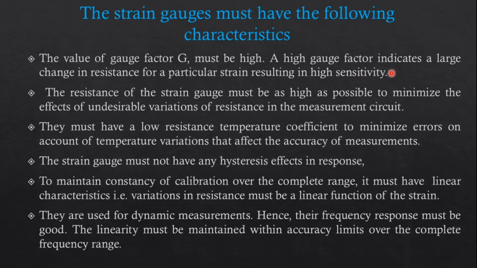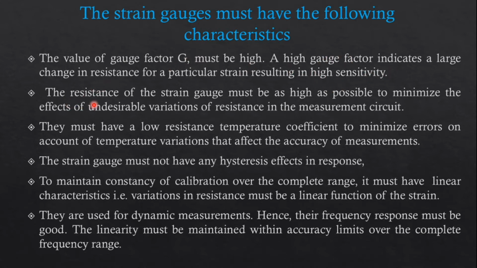So what is our equation of gauge factor? The equation of gauge factor is delta R by R divided by delta L by L. And what is delta L by L? That is our strain. So at a low value of strain, the change in resistance should be high. At that time we can call it a high value of gauge factor, so it could have good sensitivity or high sensitivity.